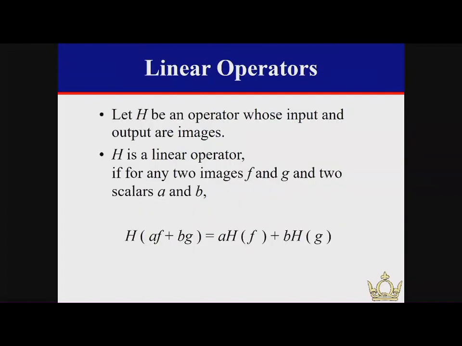Okay, the operators. The operators we use can be something different, and in mathematics we can divide them into two categories. One is linear and one is nonlinear. For a linear operation, the operation is applied to two images: constant A multiplied by image F plus constant B multiplied by image G. If we apply H, that operator, to that image, and that is equivalent to constant A times the operator applied to F plus constant B times the operator applied to image G, if that formula holds, it's linear. This is the definition of linear.